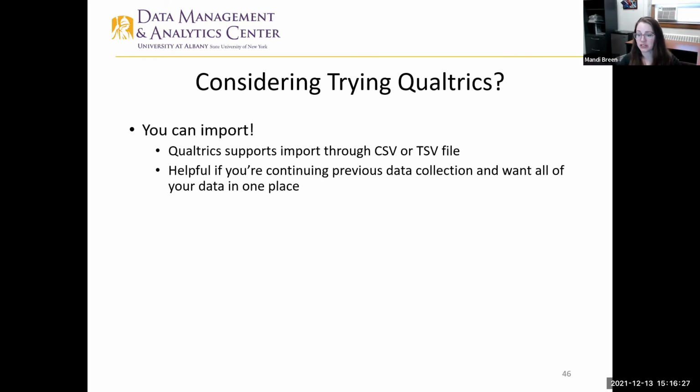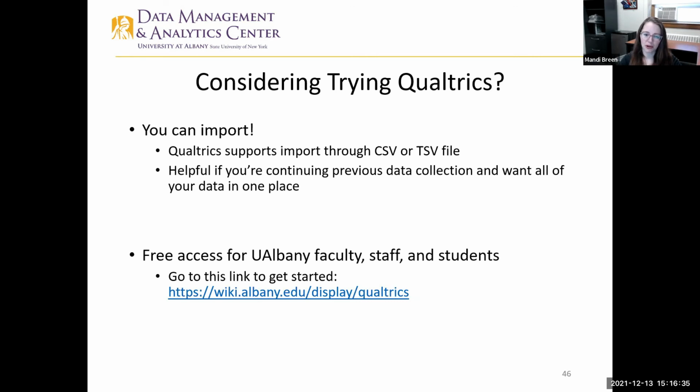If you wanted to use some of Qualtrics's reporting features, you could do that on your old data and the new data that you're collecting now. You can do that through a CSV or a TSV file, and it's pretty easy.